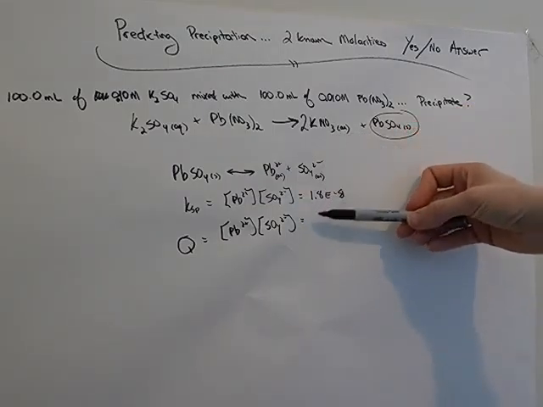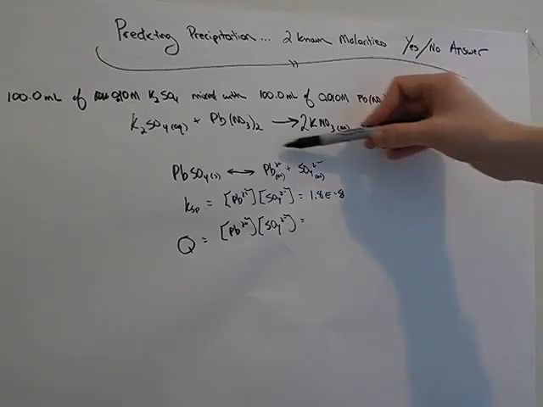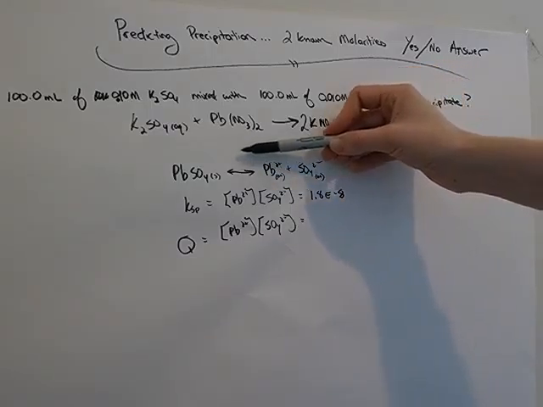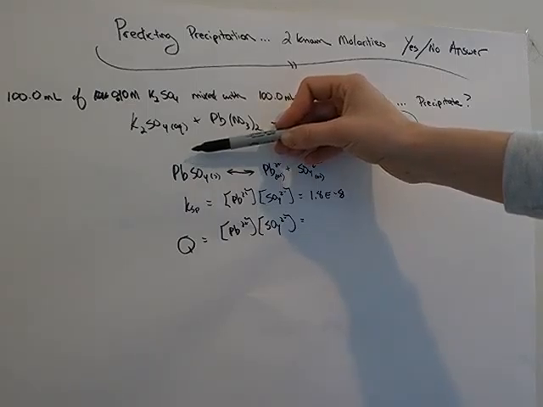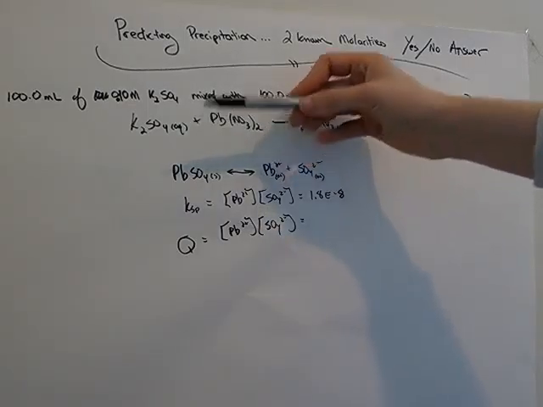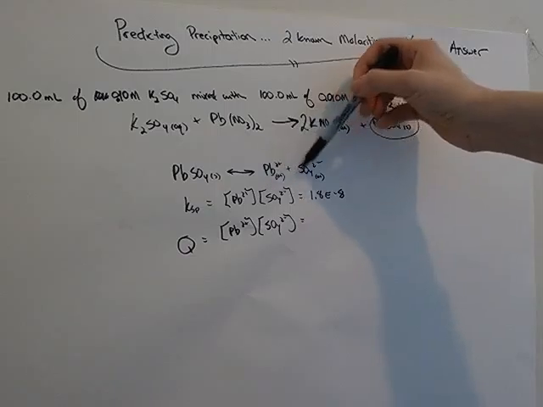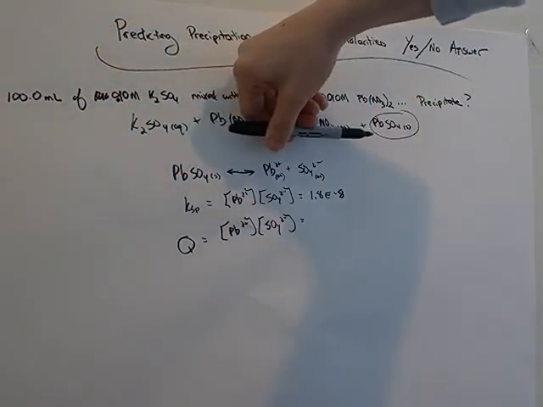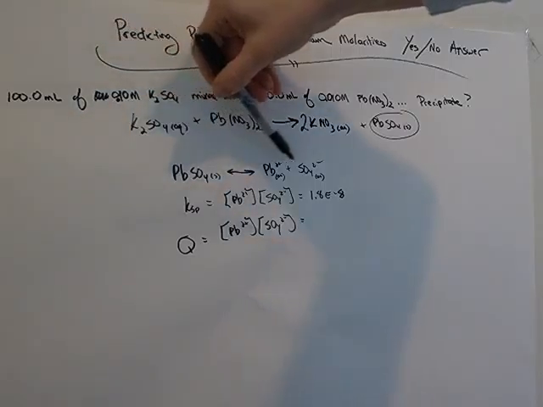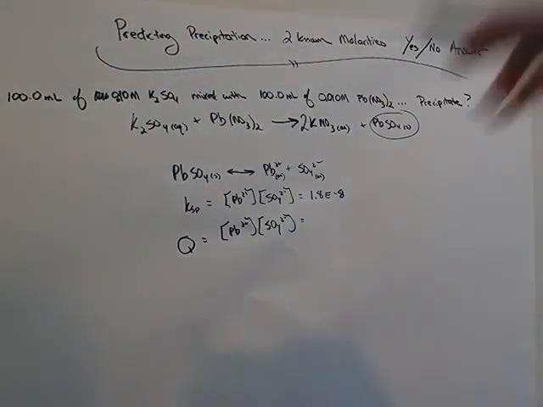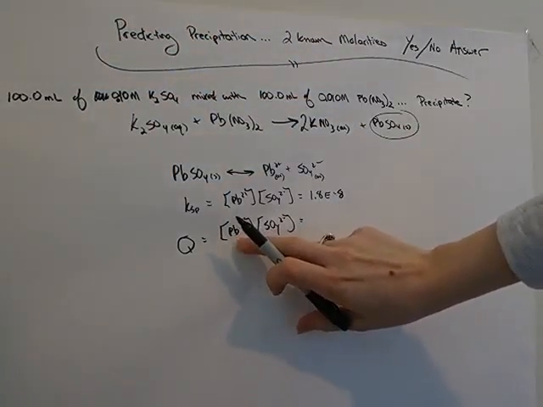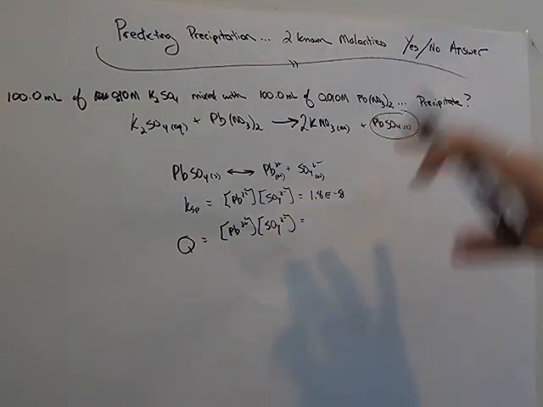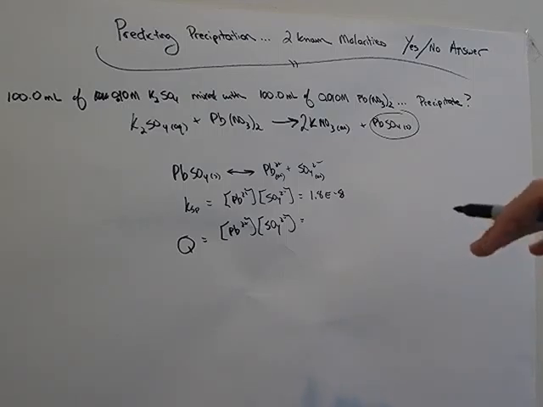In this case, if Q is large, that means we have too much product, we're product heavy, and the equilibrium would have to shift back toward reactants. In other words, precipitation does occur. If Q is small, that means we have too few products, and equilibrium would need to shift toward the product side. In other words, dissolving the precipitate. So all we need to know is, what is the concentration of lead? What is the concentration of sulfate? Plug them in, chug them out, calculate my Q.